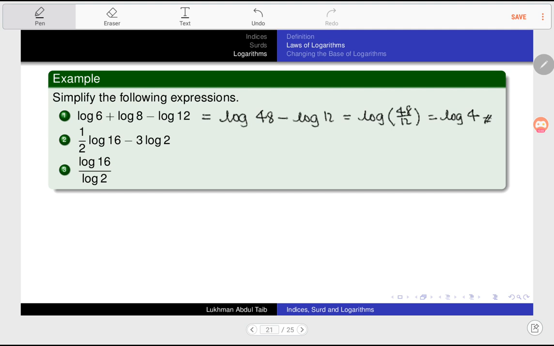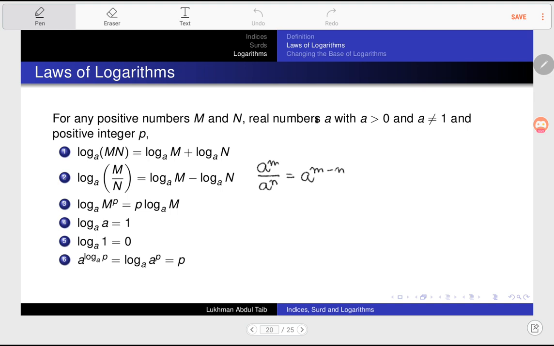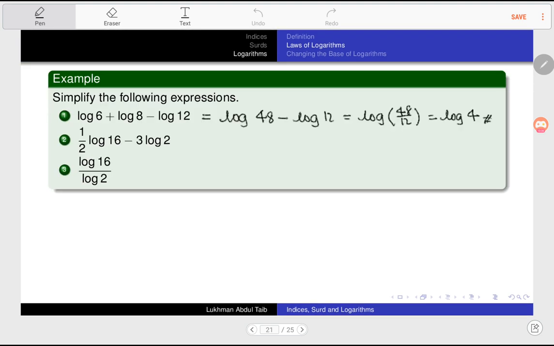The second expression is half multiplied by log 16 minus 3 log 2. We notice that each logarithm has a constant in front of it. Using the third rule, we can bring the constant to be the power of M, capital M. So we bring each of these constants in, giving log 16 to the power of half minus log 2 to the power of 3.